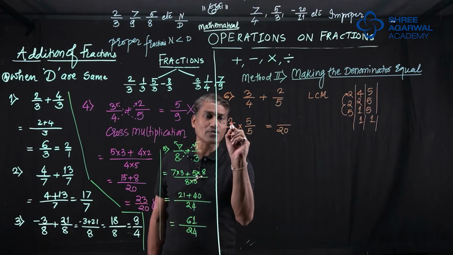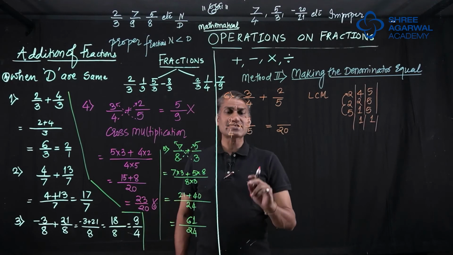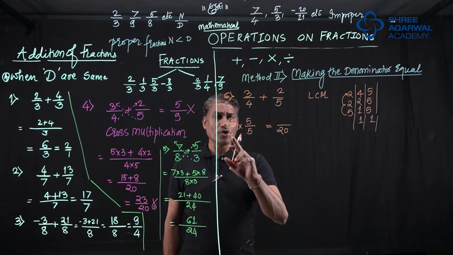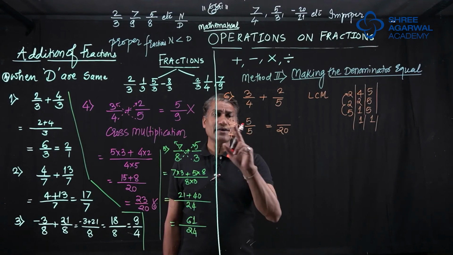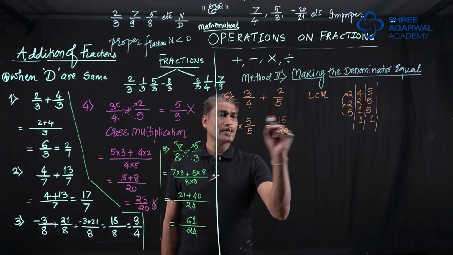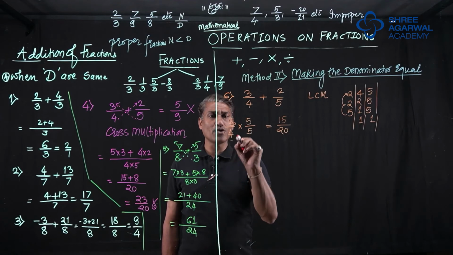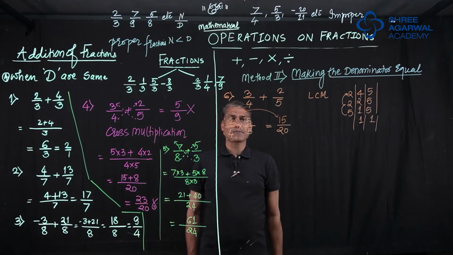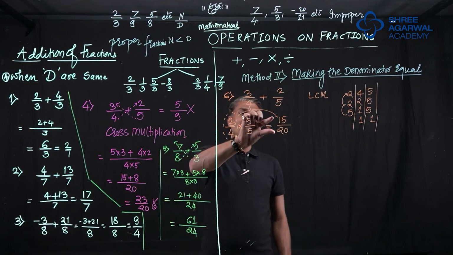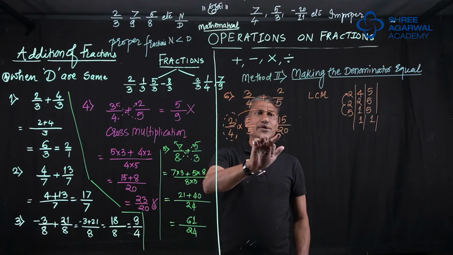This is 3 upon 4. It means 3 upon 4 is to be multiplied by 5 upon 5. 4 5s are 20, 3 5s are 15. So this fraction 3 upon 4 got converted into 15 upon 20. The denominator became 20.